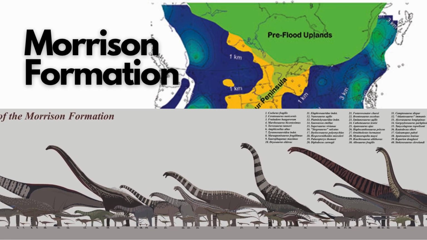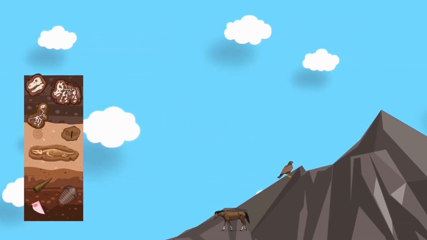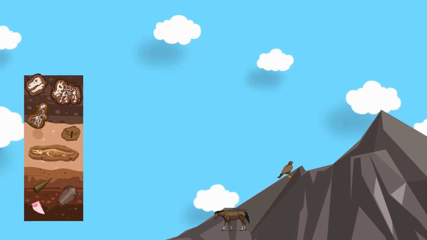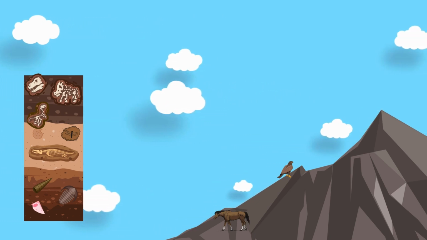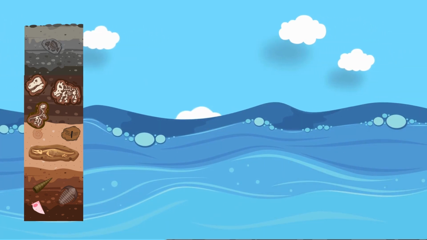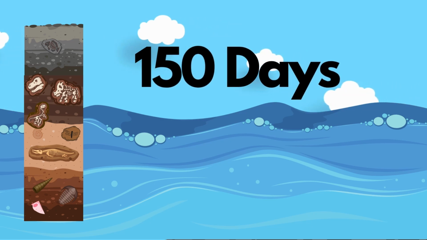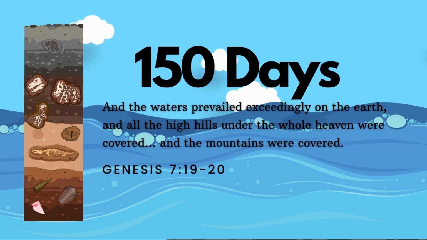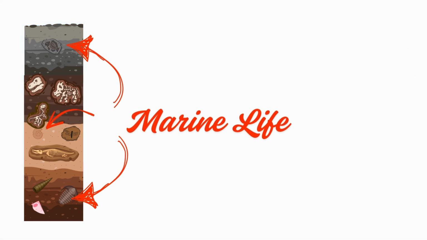Back to the fossil record, in the final days of the flood, the remaining animals, including mammals and birds, have now retreated to the highest points. But according to the Bible, all the high places under the entire heavens were covered, and they died. According to the Bible, this took place over 150 days, for the water to prevail over the entire earth. One more interesting detail is the prevalence of marine or underwater fossils found throughout the entire record.